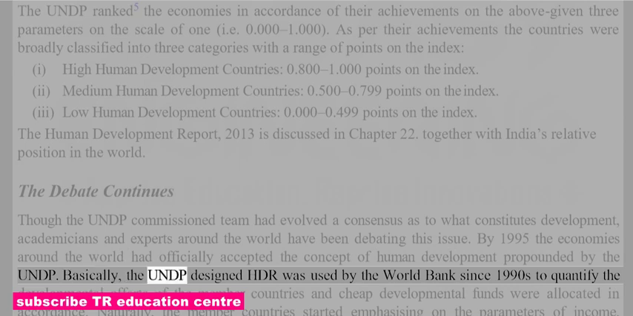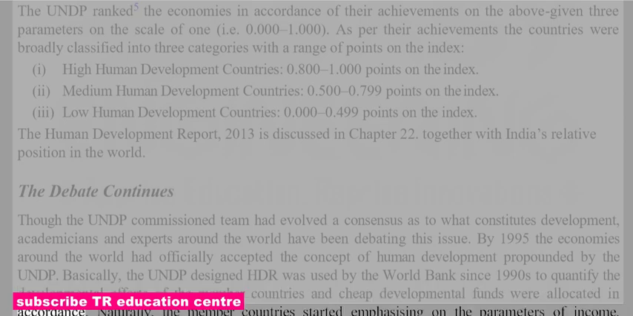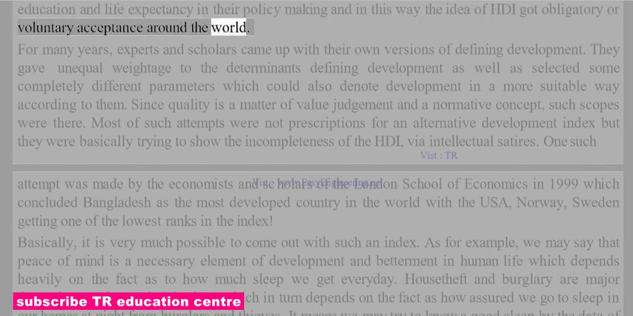Basically, the UNDP-designed HDR was used by the World Bank since the 1990s to quantify the developmental efforts of the member countries, and chief developmental funds were allocated accordingly. Naturally, the member countries started emphasizing the parameters of income, education and life expectancy in their policy making, and in this way the idea of HDI got obligatory or voluntary acceptance around the world.